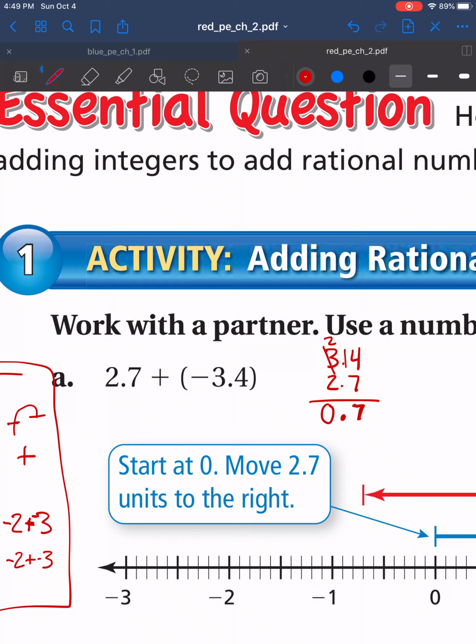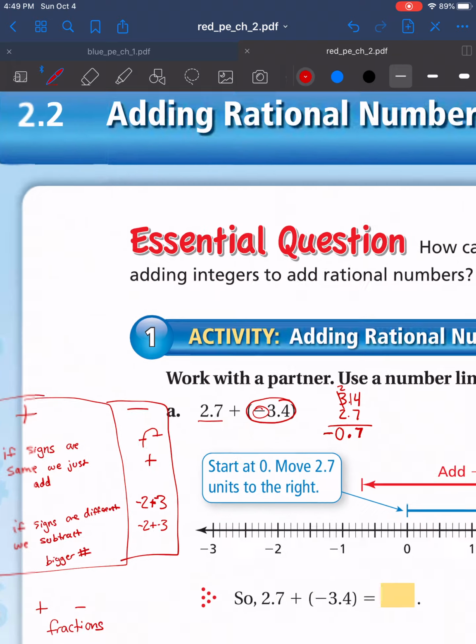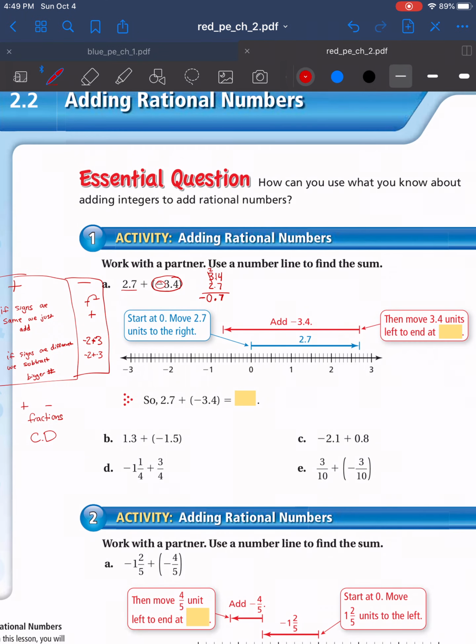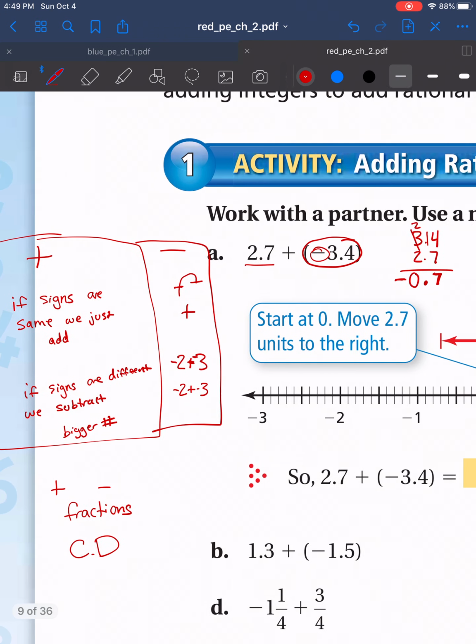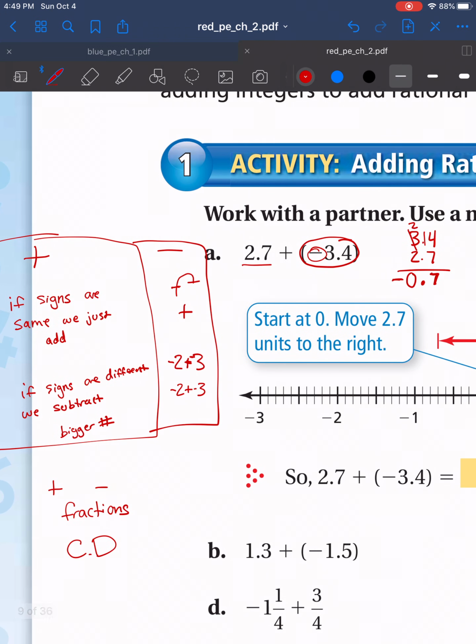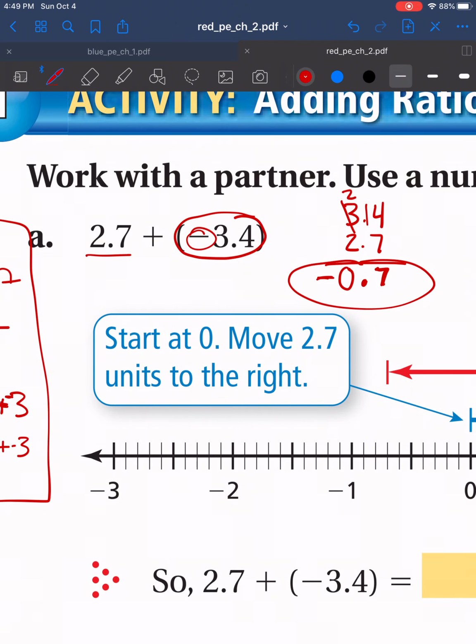But then I always go back and I see who's the bigger number. 3.4 is bigger than 2.7. And 3.4 is negative, so my answer will be negative as well, okay? Now the book wants you to do this whole complex thing of using a number line. I don't want you guys to do a number line. I mean, if you need to because it helps you, that's great. But I also want you to see that if you use these rules, it's so easy to not have to use a number line, okay? Signs were different, so we subtracted. I lined up my decimals, took the sign of the bigger number, so now this is my answer, okay?